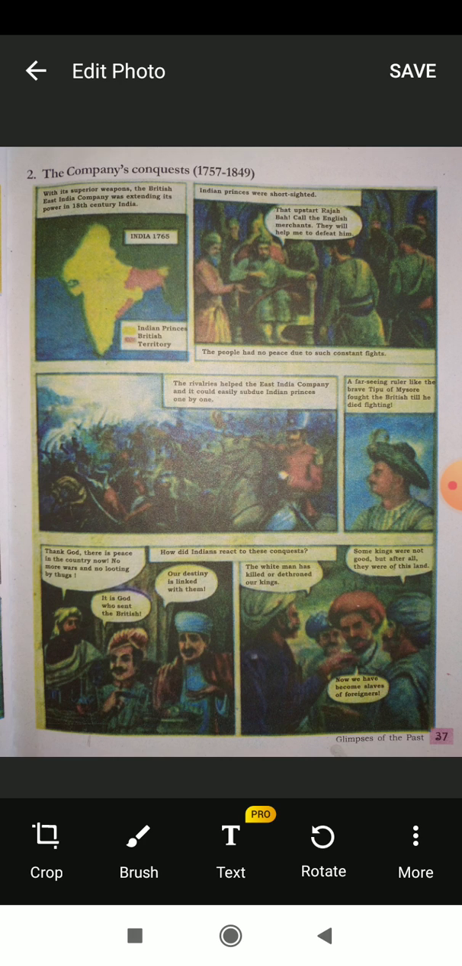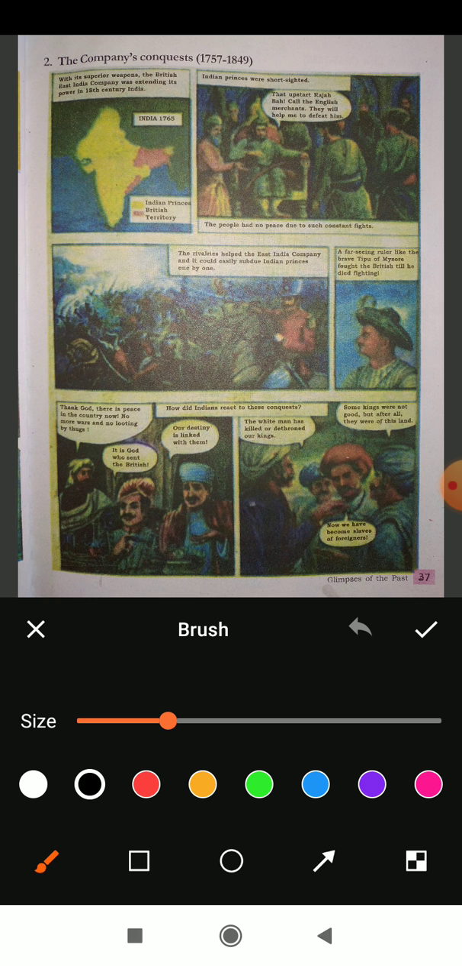So students, open your page number 37, and let's begin with topic 2. What is there in topic 2? The Company's Conquest, 1757 to 1849. So here we are going to read this. All right. So what do you mean by the word the Company's Conquest?